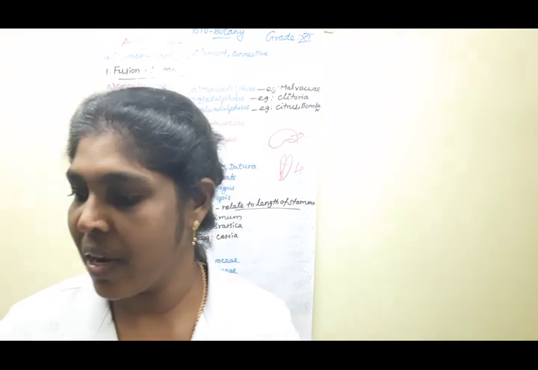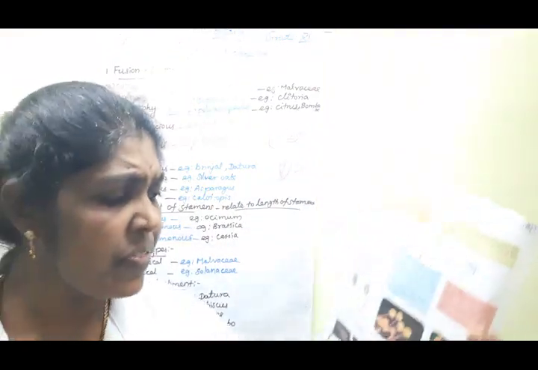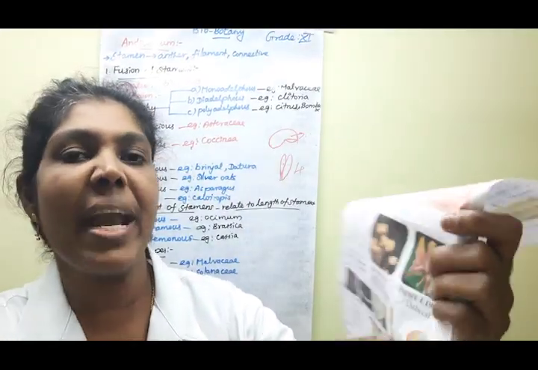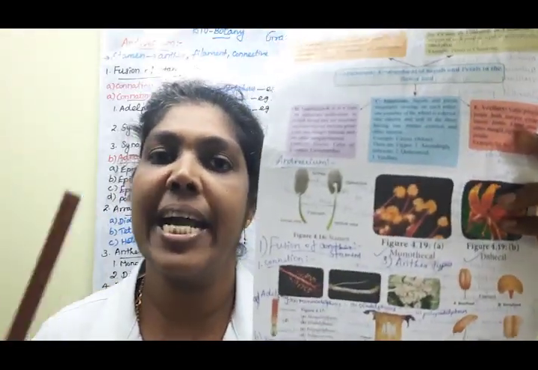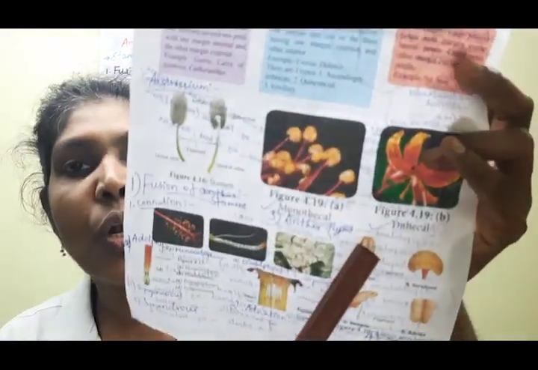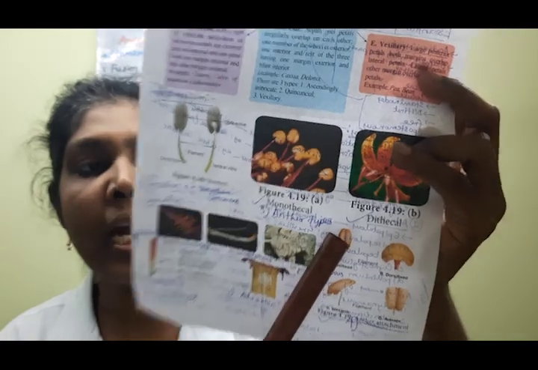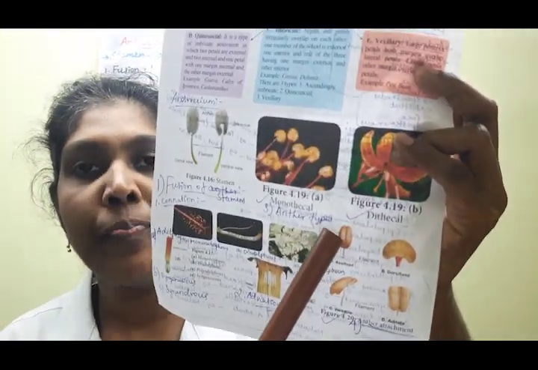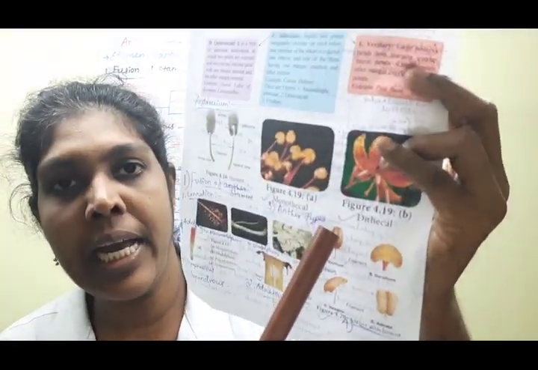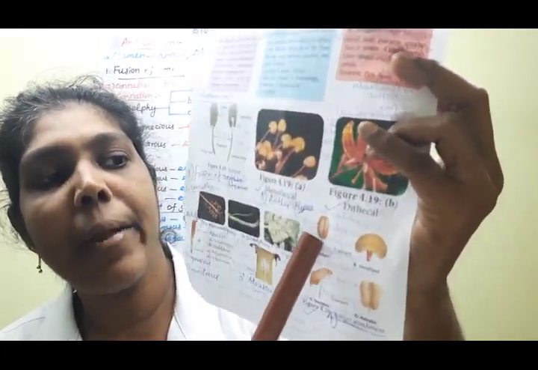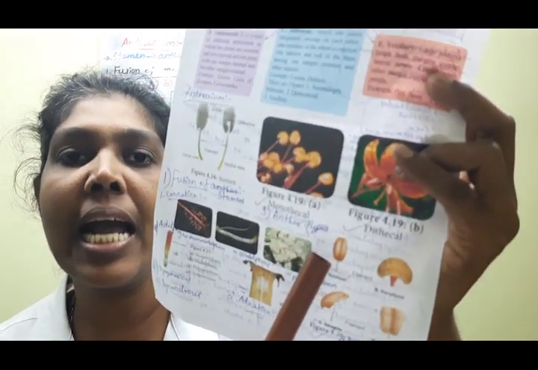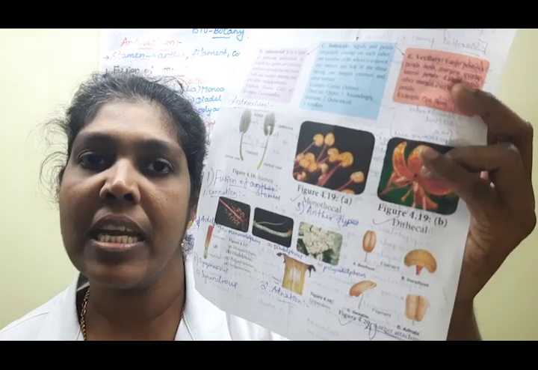Clear? If you look, the first type is basifixed. Basifixed means how we identify the attachment of the anther with the filament. So all of you look at this diagram, children. Here in this photo, this is the stamen part. Clear? At the base region of the anther only, it attaches to the filament part. This is known as basifixed.